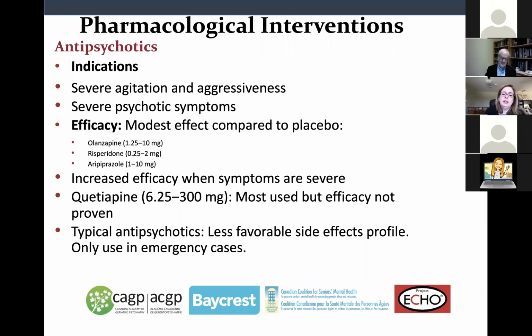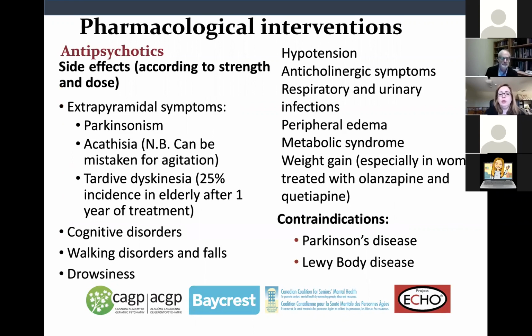Quetiapine is again and always the most used in clinical practice, but efficacy is not proven. Every randomized double-blind study did not show that quetiapine was more efficient than placebo, but clinicians are under the impression that it gives fewer side effects, so they keep prescribing it, even though sedation and hypotension are often a problem with that molecule. Typical antipsychotics are less favorable because of their side effects profile, but they are still used in emergency cases mostly. You know that antipsychotics are associated with side effects according to their strength and dose, mostly extrapyramidal symptoms.